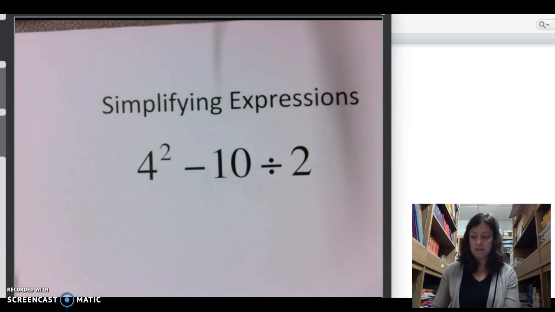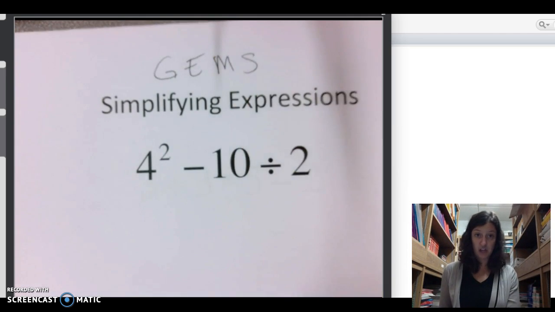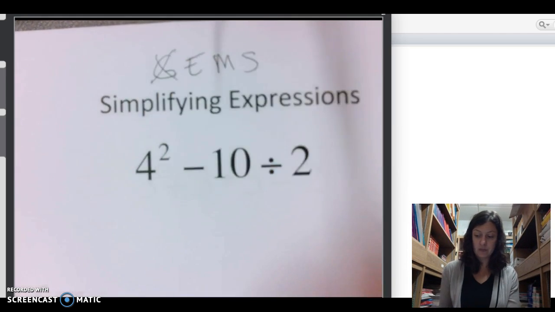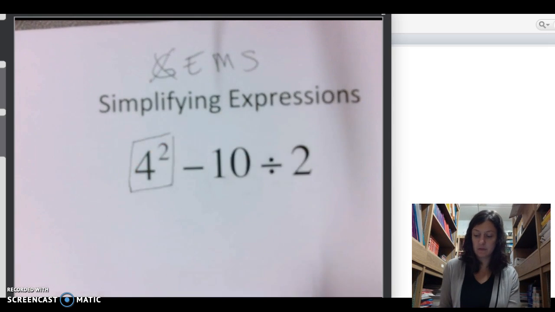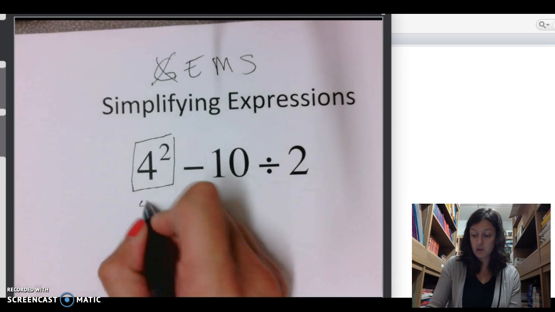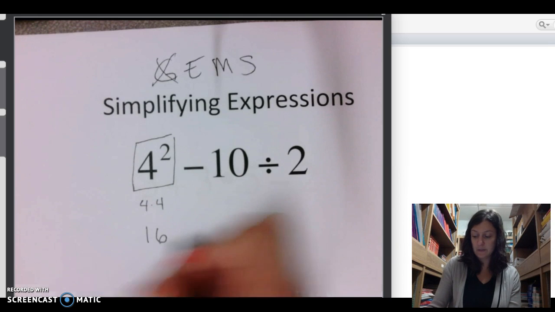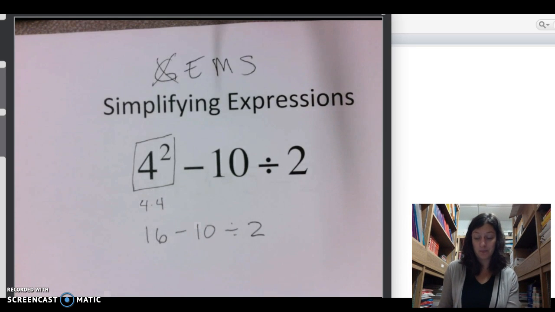Simplifying some expressions. We're going to do a checklist. Are there any groupings? No. Exponents. Right here. Draw a zoom-in box. And the zoom-in box only goes around what the exponent is touching. 4 times 4 is 16. And now I'm going to rewrite. And yes, I want you to rewrite.